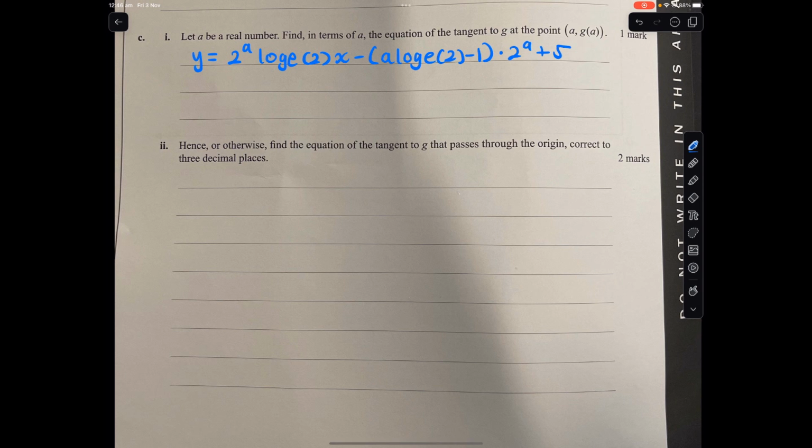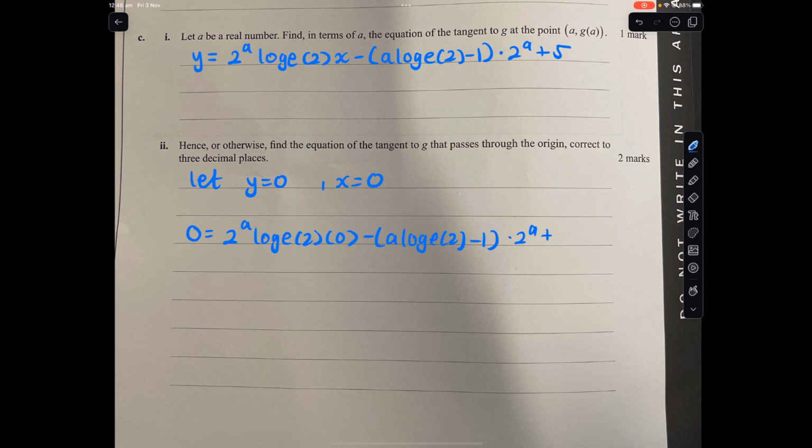Hence, or otherwise, find the equation of the tangent that passes through the origin, correct to its best. So easy. We just let y equal 0 and x equal 0. So this would be 0 equals 2 to the a log e 2 times 0 minus a log e 2 minus 1, 2 to the a plus 5.